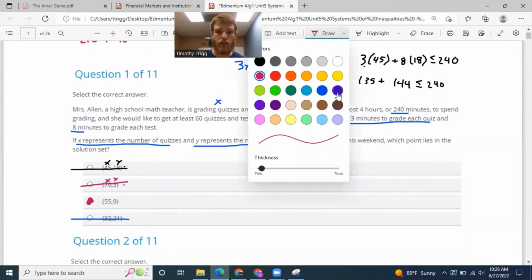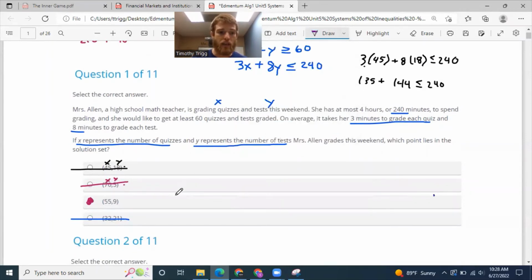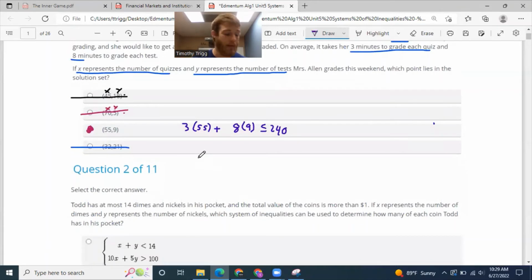Let me use a different color here. Replacing the x with 55, this would be 3 times 55 plus 8 times y, which is 9. And this should definitely be less than or equal to 240. So sometimes testing all these points is a bit of a pain, but it's not too bad. 165, and I hope more than anything, I hope it just makes sense. That's the main thing.